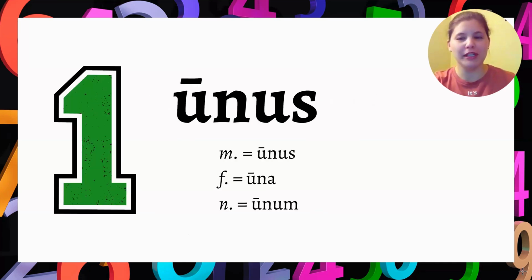Now it's time to look at each of these numbers in more detail. So the number 1 is unus, but since Latin is a language that has different genders, we have 3 different versions of unus depending on what gender the noun it goes with is. So for masculine nouns, we're going to say unus, for feminine, una, and for neuter, unum.